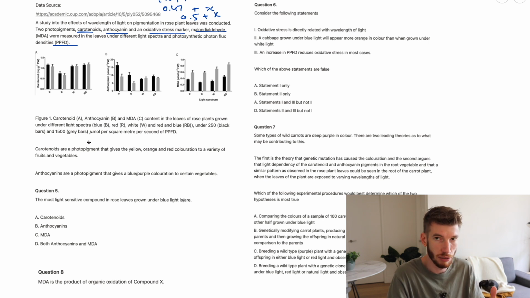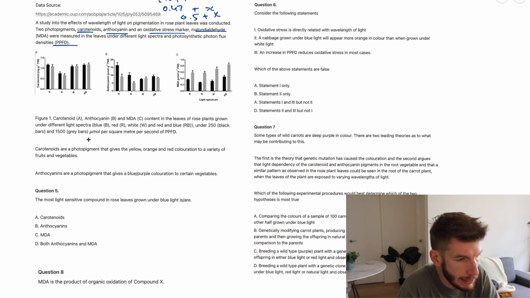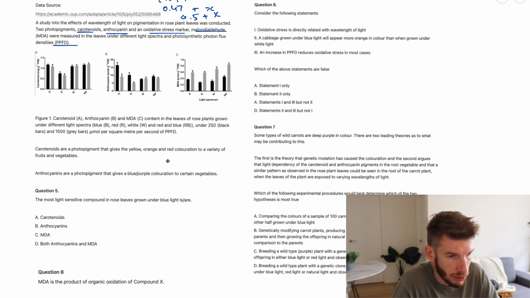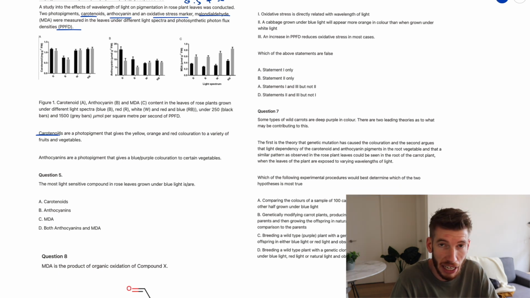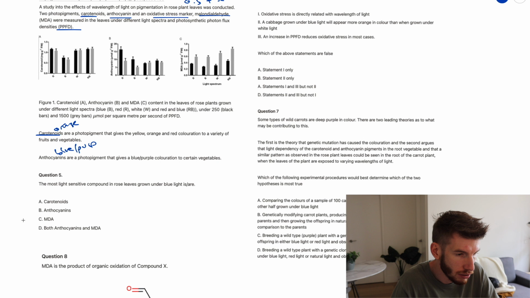So we have quite a few variables going on there. We've got effectively now bar charts with more than just 2 variables. They like to do this in the test. Carotenoids are a photopigment that gives the yellow, orange, and red coloration to a variety of fruits and vegetables. Anthocyanins are a photopigment that gives a blue-purple coloration to certain vegetables. So this one, I just see carrot anyway, so I'm just going to go, cool, that's my orange, and this one here is my blue-purple. Cool, and I'd write that into the notes on the scrap paper.